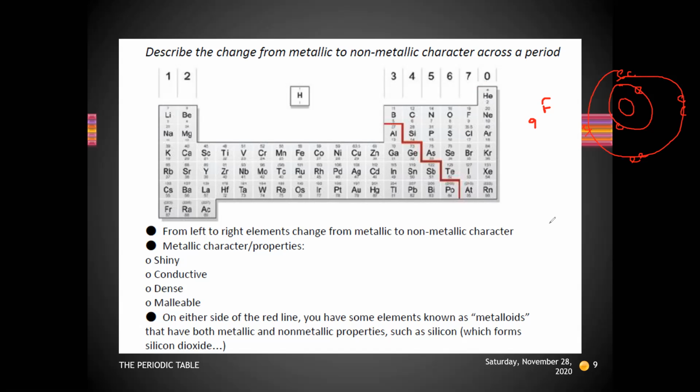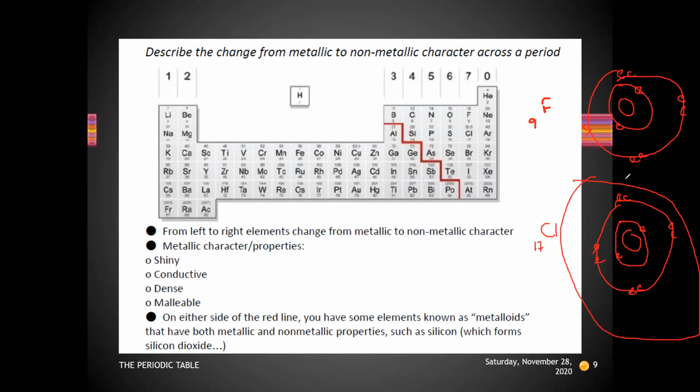When we move from fluorine to chlorine, chlorine has atomic number 17. So it means 17 electrons are there in a chlorine atom. This is the nucleus. The first shell has 2 electrons, the second shell has 8 electrons, and the third shell has 7 electrons.